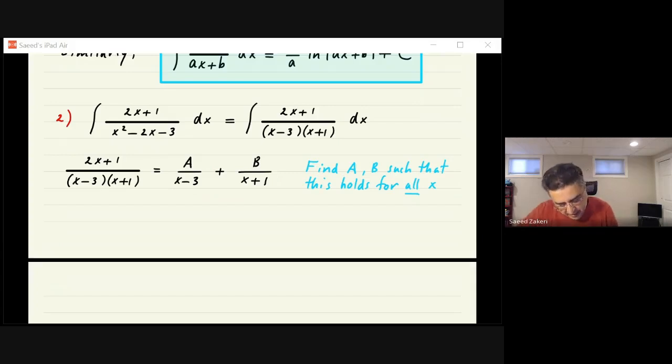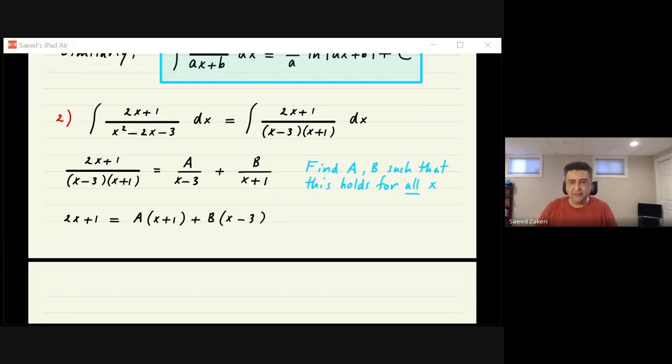It's very easy. Take the common denominator here. The bottom will be x minus 3 times x plus 1. Figure out the top and set it equal to this top. And then out of that, you can find A and B. So bear with me. In other words, another way of saying it is that you can multiply both sides of this identity by x minus 3 times x plus 1. On this side, you get 2x plus 1, which is the top on the left side. And on this side, you get A times x plus 1 plus B times x minus 3.